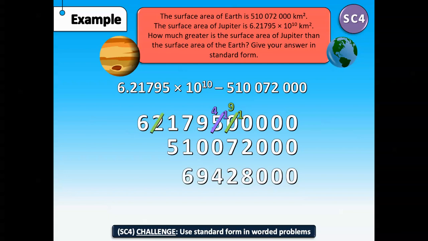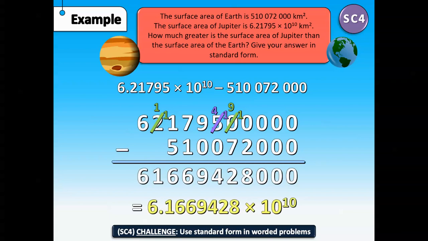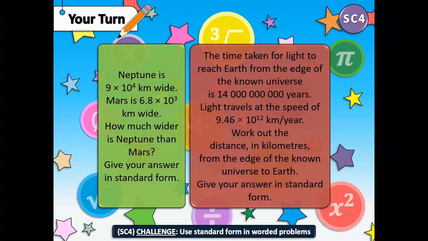1 take away 5 we can't do, so we need to borrow. 11 take away 5 is 6. 1 take away nothing is 1. And 6 take away nothing is 6. Then we need to put our number back into standard form. Here are 2 questions for you to have a go at. Pause the video, and when you're ready to mark your work, press play.